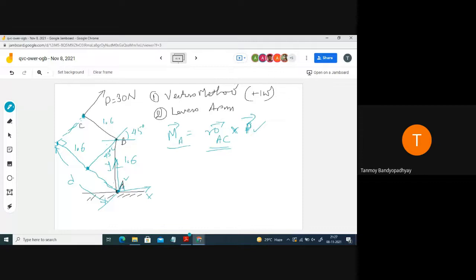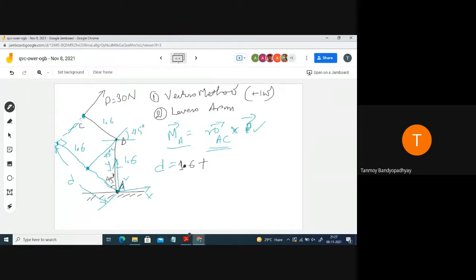So you can take this one or this one. This is 1.6, so you can apply either sine or cos, anyone. So the total lever arm should be 1.6 plus this one. Wait, let me tell, when I ask, you can tell. So this distance is actually sine 45, or you can take this one as 45.